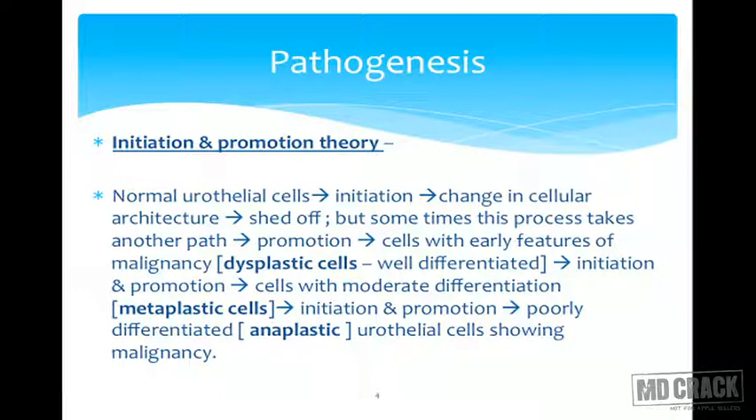If this process of initiation and promotion further continues, the cells will undergo one more mutation and will have a metaplastic cell phase, or metaplasia. Again the promotion and initiation continues, then it further deteriorates into poorly differentiated or anaplastic form of urothelial cells, which will have a very bad prognosis, and urothelium now will show a definite tumor formed or earlier ulceration of the urothelium.